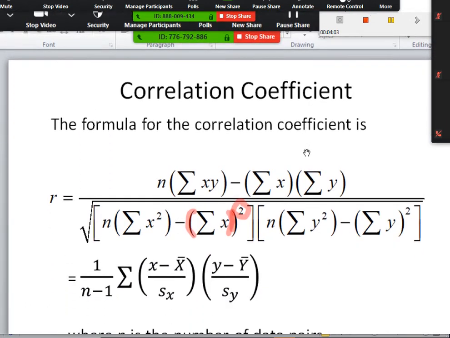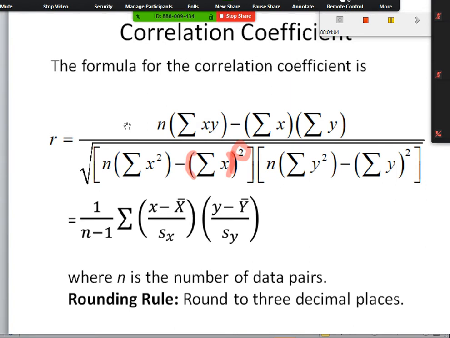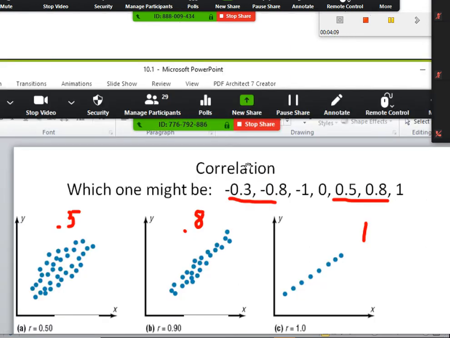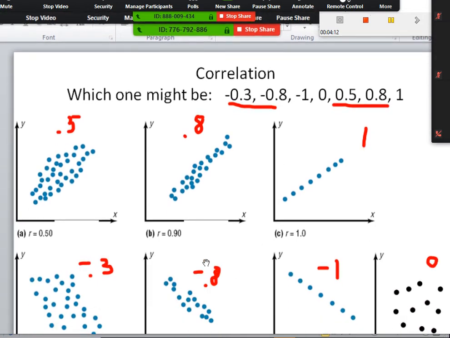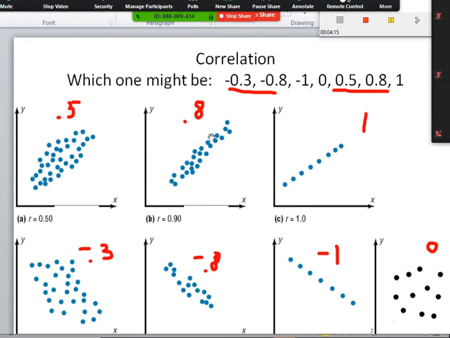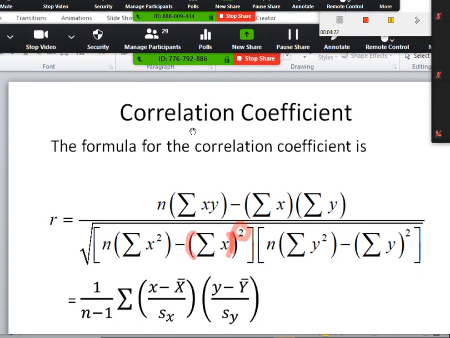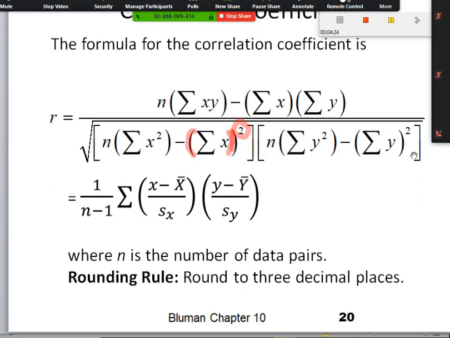Correlation coefficient. Here's the formula for the correlation coefficient. The last one we figured out what they would look like. So these are those numbers, but how do you actually compute exactly what the number is? How do you take these dots and make them into that number, the correlation coefficient R? That's what we're going to do here. It's this formula here. It's kind of a big formula.